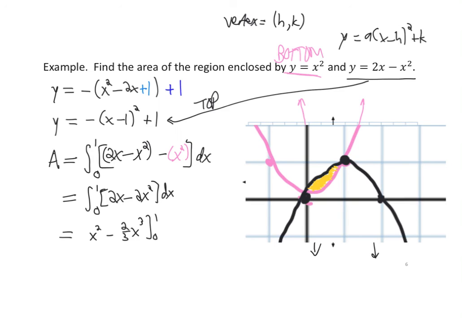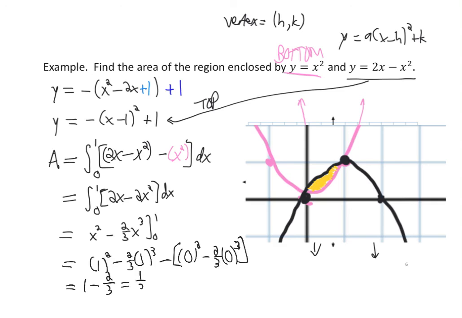Okay, so anyway, proceeding with the calculation, I have 1 squared minus 2/3 times 1 cubed, and then the rest is going to be just 0. It's all going to amount to just 0. And that gives us 1 minus 2/3, which is 1/3.